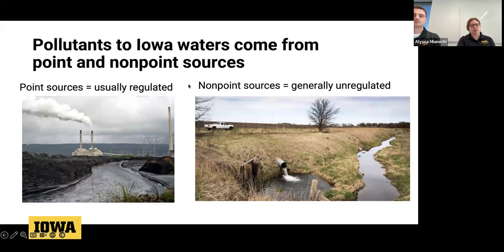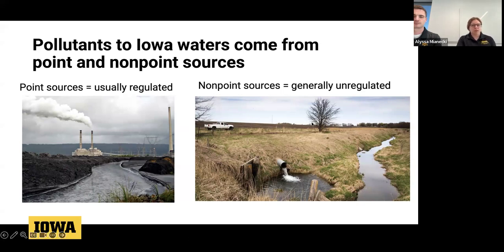Pollutants in Iowa waters come from both point and non-point sources. So point sources are generally those regulated waste generators. So there'll be things like industrial plants, wastewater treatment plants. Basically, if you can go out and point to a pipe where that water is going directly into a river, you can say, yeah, they probably have a NPDES discharge permit, and they have rules that they have to follow, and they can't just pollute willy-nilly.